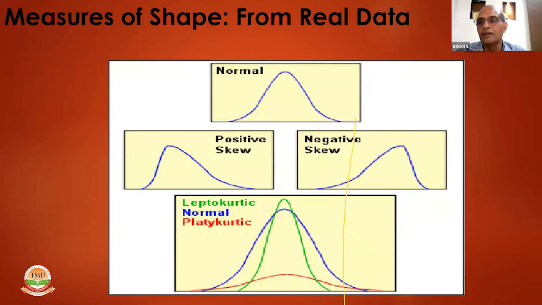If he is strict, he has a tendency to give a lower rating to everyone. On a scale of 1 to 5, he rates most of the people 1, 2, 3. There's another one who rates liberally. He would rate people 4 and 5, so most of the people he has rated as 4 and 5. And that is what a platykurtic curve will be. And the green one is leptokurtic. And normal is the blue one.